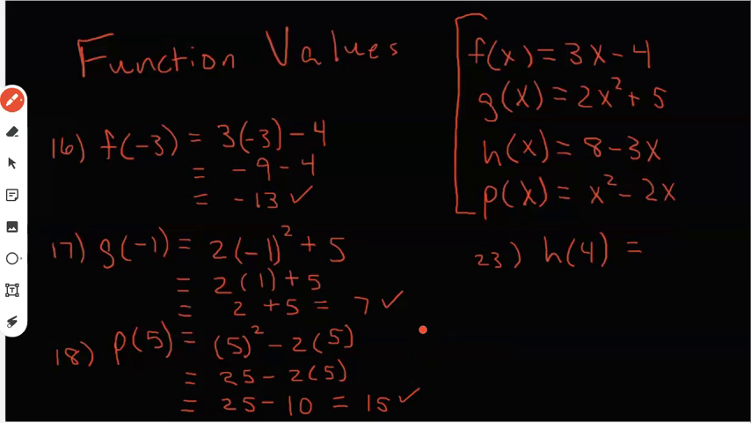Okay. And the last one we're going to do today is 23. We're going to find h of 4. So we're going to take the function h of x, which is 8 minus 3x, but we're going to replace x with a 4. So the first thing I see is I see subtraction, but I know I also have multiplication, which is 3 times 4. So I'm going to do that first. 3 times 4 is 12. And now I have 8 minus 12, which is subtraction. And we all know that 8 minus 12 is going to give us a -4. And I'm done.